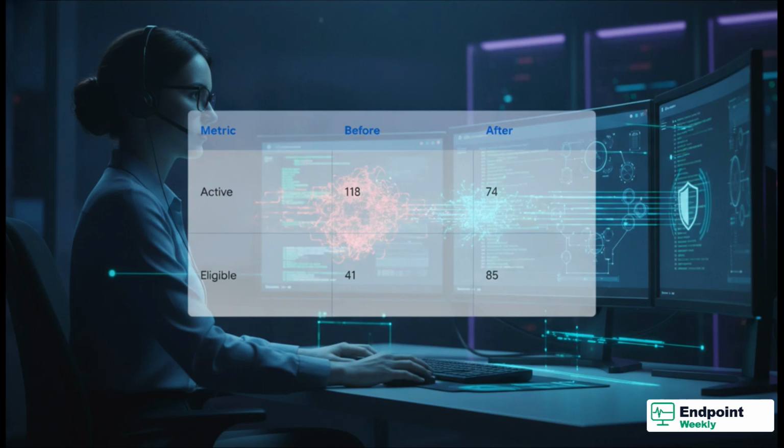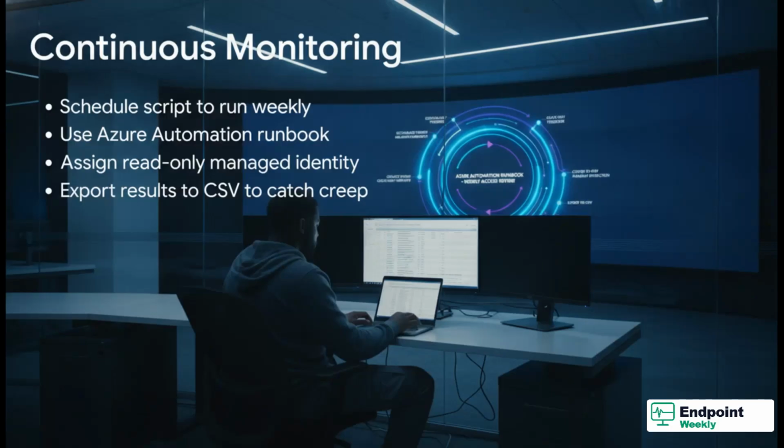Before remediation, the test tenant we're looking at had 118 active assignments and only 41 eligible. But after running the script and applying those 5 steps, active assignments dropped to 74, and those are now just legitimate temporary PIM activations currently running their course. Meanwhile, the eligible assignments jumped up to 85. Tracking this eligible to active ratio is a fantastic health metric to keep an eye on over time for your cloud architecture. But please, do not treat this as a one-and-done cleanup.